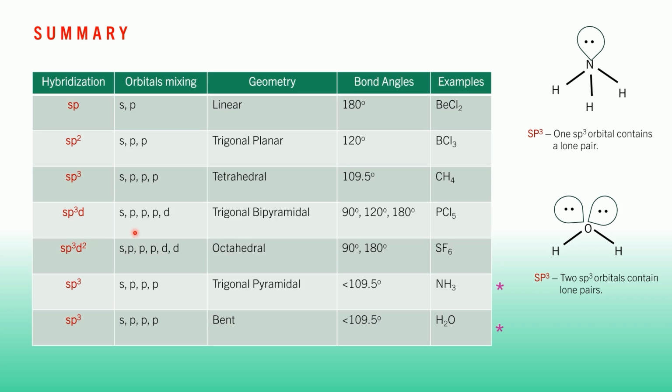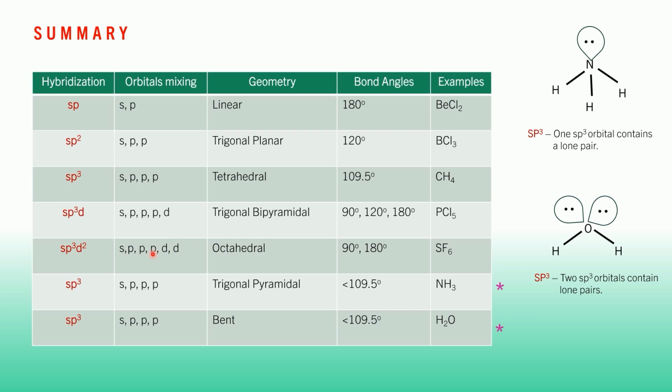Fourth type, sp3d hybridization. s, 3 p orbitals and 1 d orbital. The geometry is trigonal bipyramidal. There are 3 types of bond angles present. 180 bond angle for axial, central atom, axial, and 120 bond angle for equatorial, central atom, equatorial, and 90 degrees for axial, central atom, equatorial bond angle. Example, PCl5.